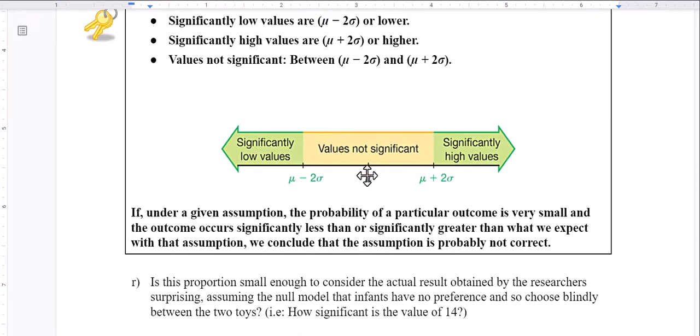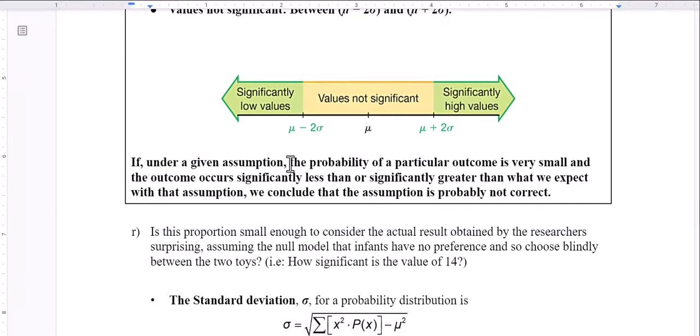So if you're close to the mean, the values are not significant, meaning they're expected to happen. And when you're 2 standard deviations away, they are significantly high values. So it's rare that they're going to happen. If you're 2 standard deviations below the mean, those are significantly low values. So very rare, again, that they're going to happen.